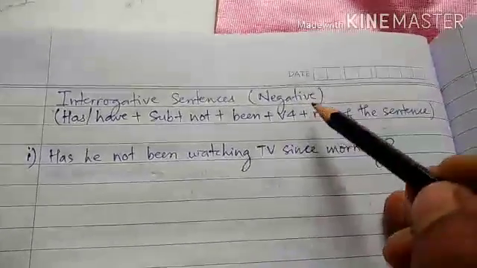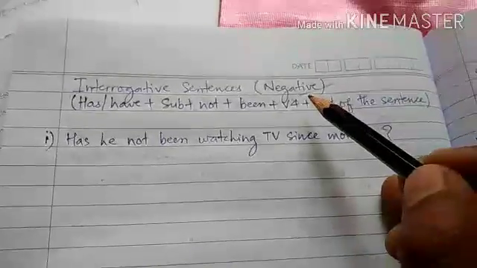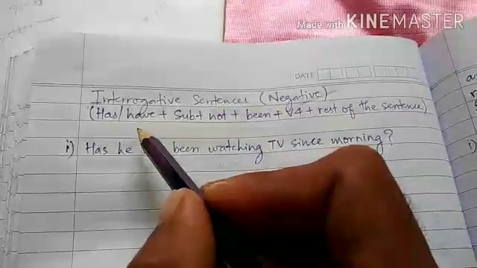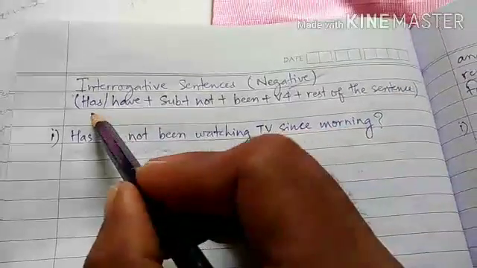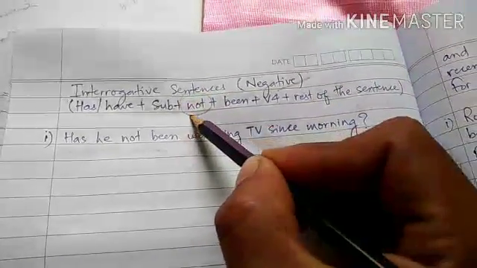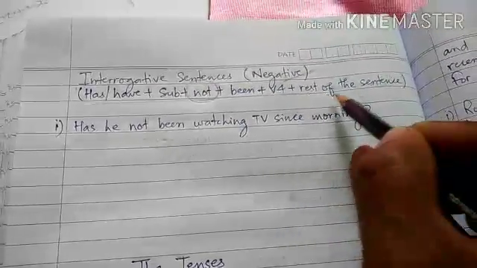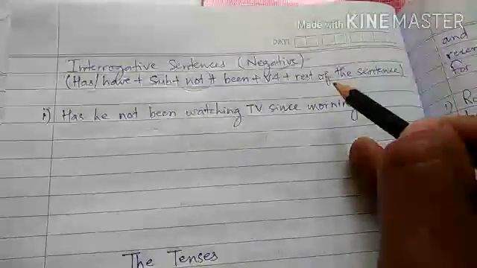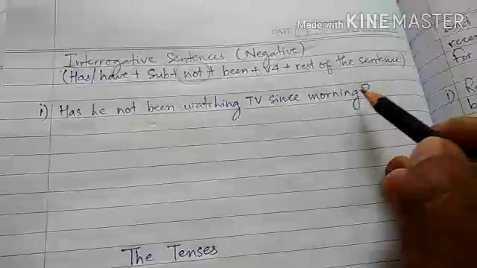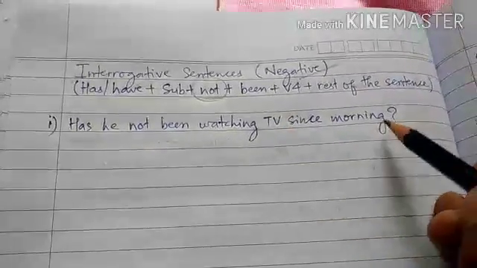Now let us see the structure of sentences in negative interrogative form in the present perfect continuous tense. So again, negative means having no or not. Like the positive interrogative sentences, the same structure we have to follow here. Only what we have to do is put not after the subject and before been. Like has or have plus subject plus not plus been plus V-ing plus rest of the sentence is the structure of negative interrogative sentences in the present perfect continuous tense. For example, has he not been watching TV since morning? Okay, so this is the structure. This is the negative interrogative sentence in the present perfect continuous tense.